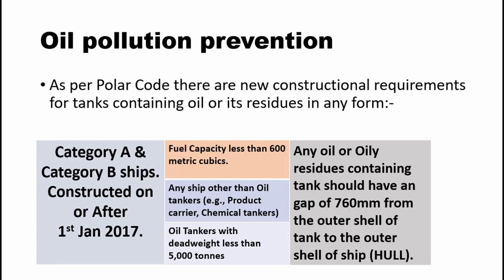Means of protection include double bottom tanks, wing tanks or spaces. Both these must be constructed as per MARPOL Annex 1. All oily residue tanks or sludge tanks and oily bilge water holding tanks must also have an outer shell with the gap being 760 mm or more. So this is the constructional requirement which is added for ships sailing in polar waters.